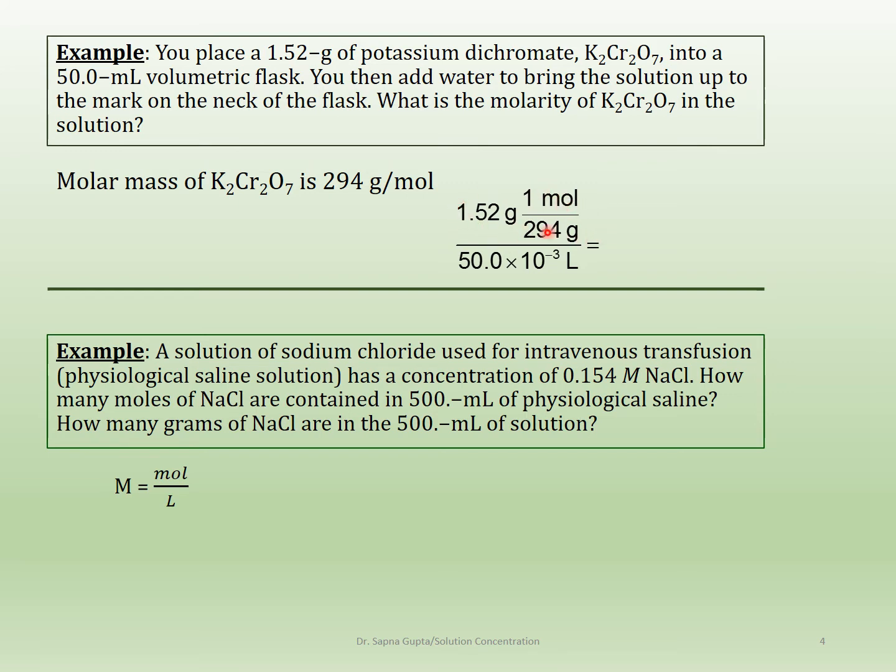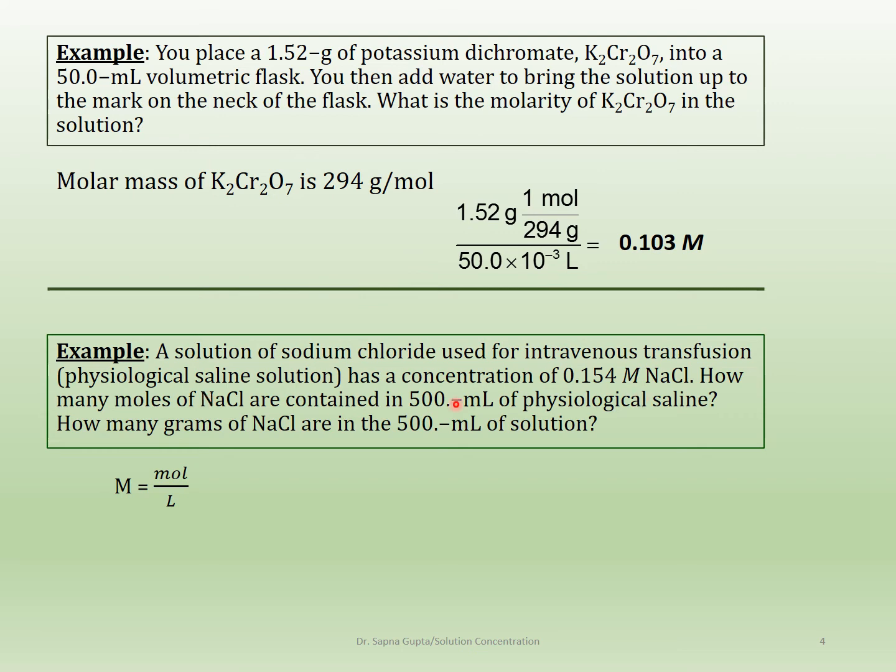You divide the moles by the liters of the solution, which is 50 milliliters. So you convert that into liters by multiplying it by 10 to the negative 3. And then you get the molarity of the solution. What this means is that if you have 1.52 grams of potassium dichromate in 50 milliliters of solution, the molarity of that solution is 0.103 molar. That's what this means. So it's a nice straightforward calculation.